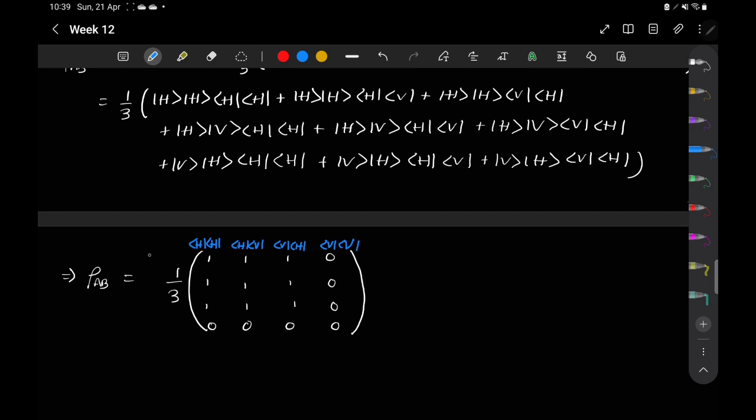And similarly here also it is HH, HV, VH, and VV. So you decide one particular order and then you have to stick to it and be consistent with it. And this is the standard order that is taken.